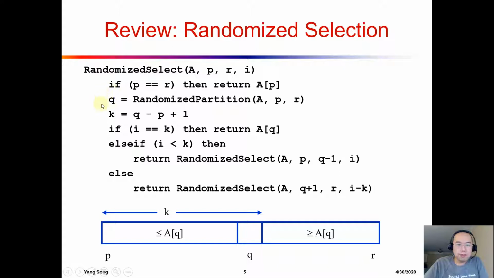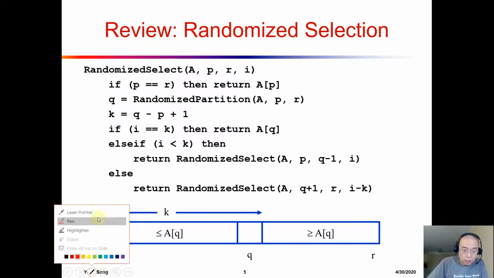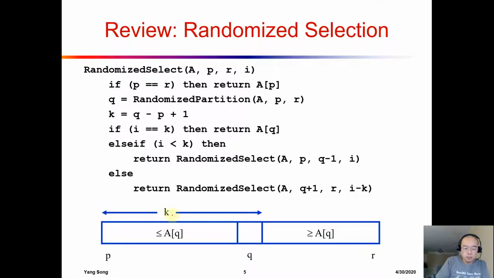After we have this randomized partition, we separate this data set into two parts, and after that we compute a k. This k is q minus p plus 1. This means that from p to q, with p and q included, there are a total of k values. Then we do a comparison. If i is exactly k, this is the value we are looking for, so we just return A[q] because that is the order statistic we are looking for.